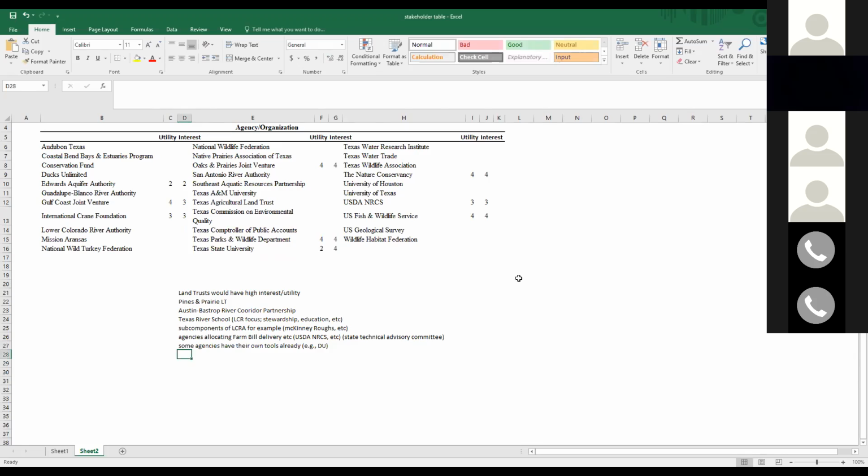I guess I'm just trying to decide if this is worth delving into here, or if I should just ask people to email me about it. But what individual subunits of, for example, Texas Parks and Wildlife, would you think are most likely to be interested in this?